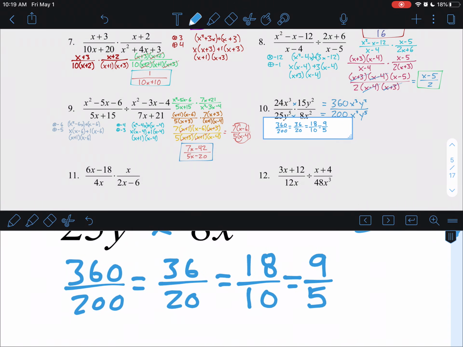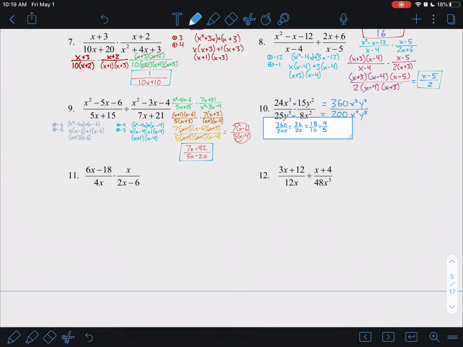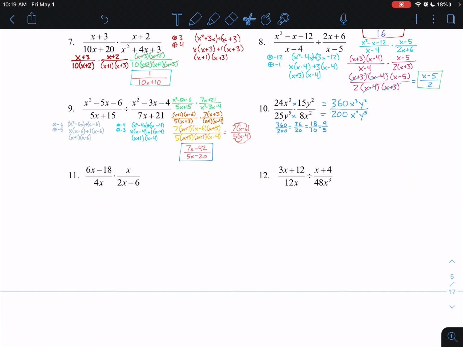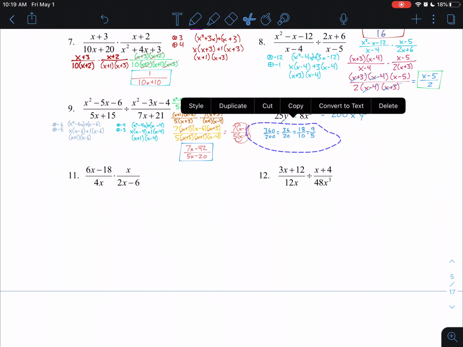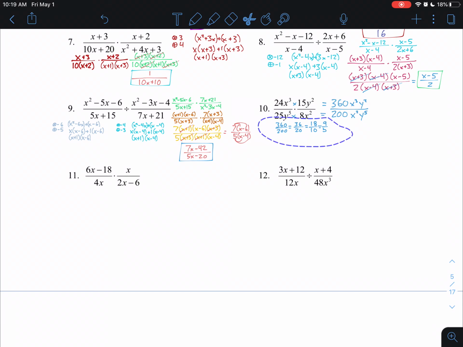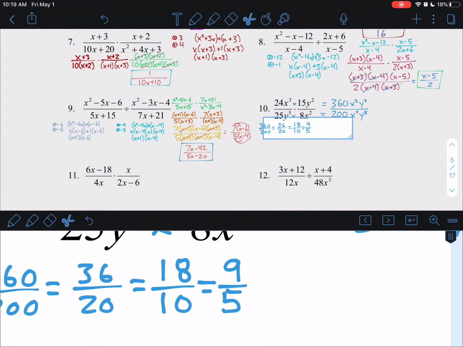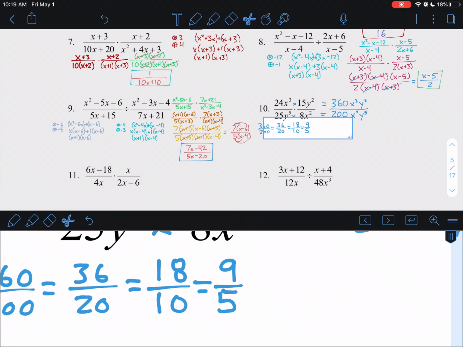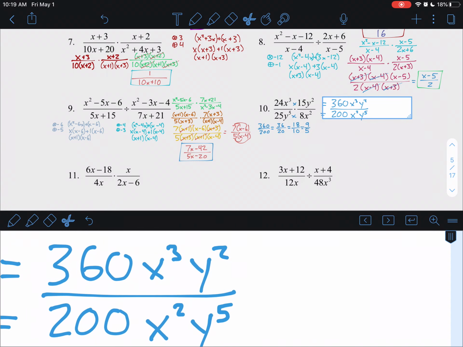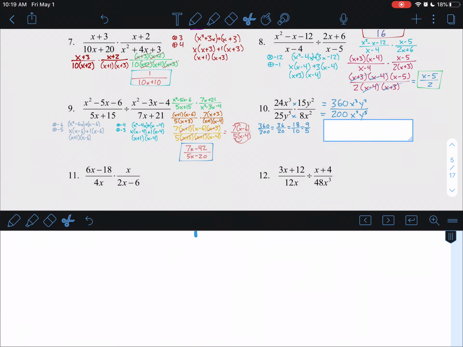And I will cut. Nope. Undo that. Wait, did I do that? I don't know what's going on right now. I just want to cut this and scoot it over a little bit. Okay, so I've got 360 over 200. I'm sorry, this is taking a bit. I'm a little out of it today.